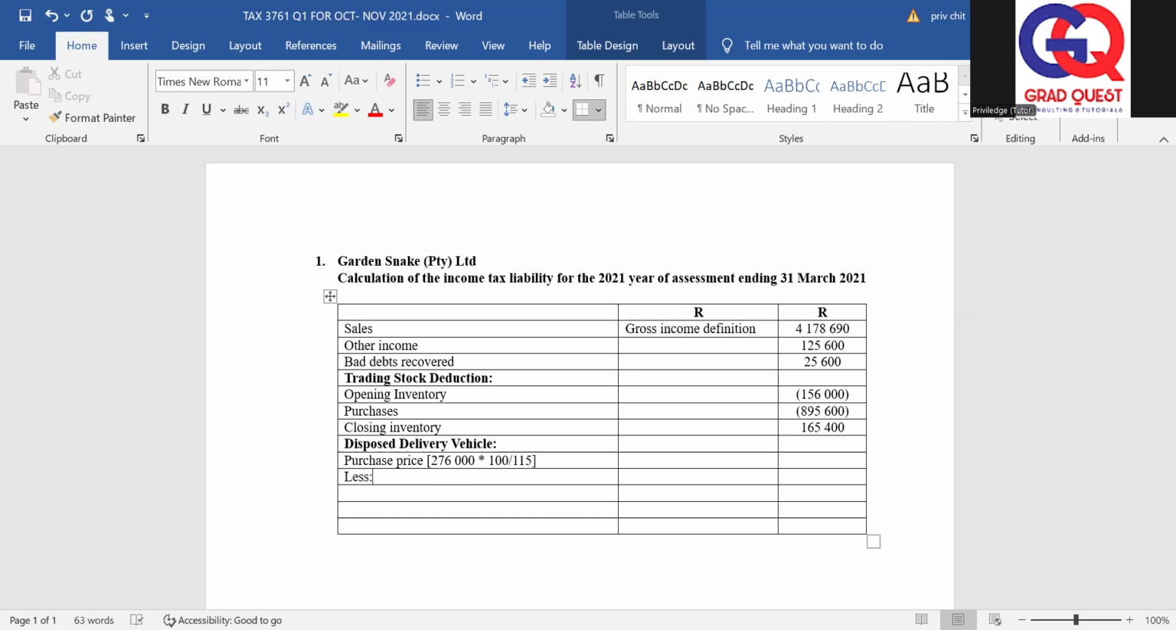But to get to the base cost, you need to determine the capital allowances over that vehicle. I'm going to show you that part, of course. But one important part that we first needed to account for is the purchase price of the delivery vehicle, excluding VAT. That is why you see the 276,000 being multiplied by 100 over 115. So I'm just looking for my calculator. If you do the math, 276,000 multiplied by 100 divided by 115 gives you 240,000. So you put the 240,000 right over there.